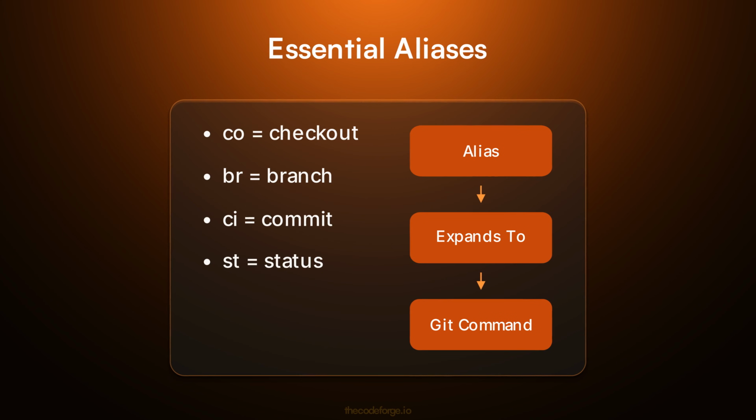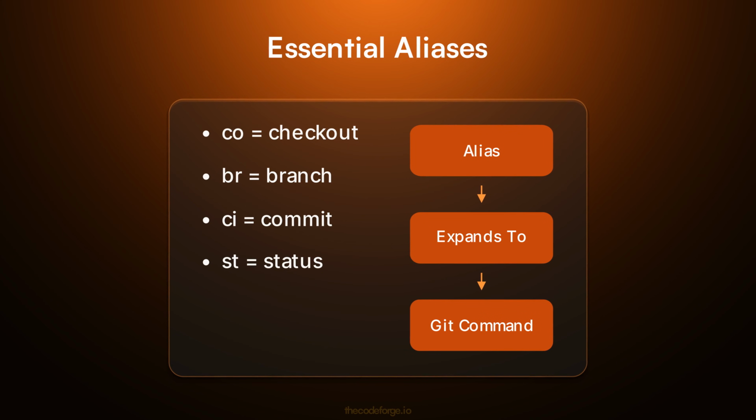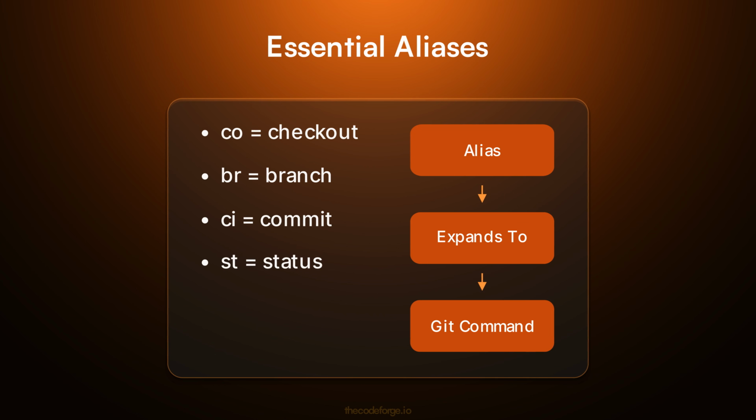The most productive aliases reduce common 5-word commands to 2-3 characters. For example, git co main instead of git checkout main, git st instead of git status, and git lg for a pretty log output. But aliases come with a trap. If you share aliases, different developers may have different interpretations.